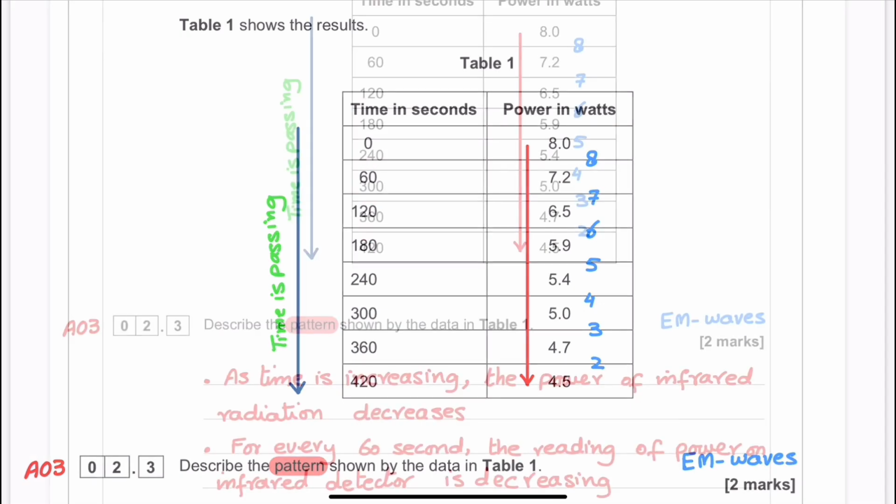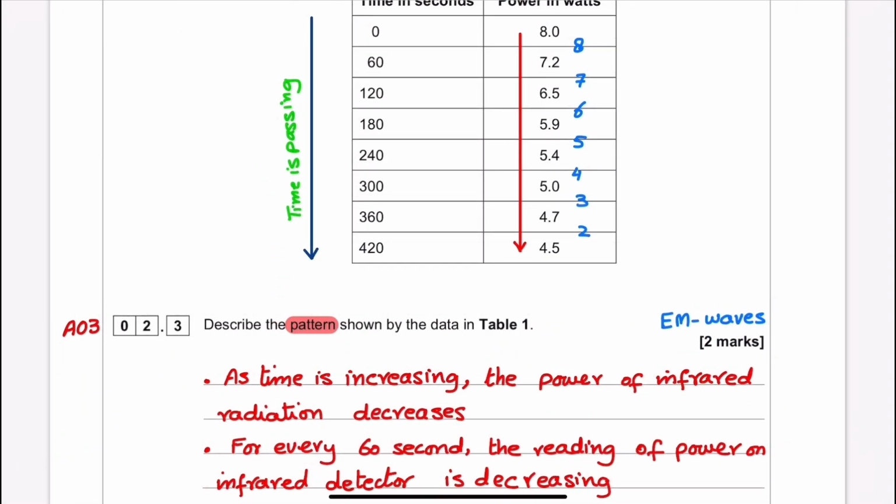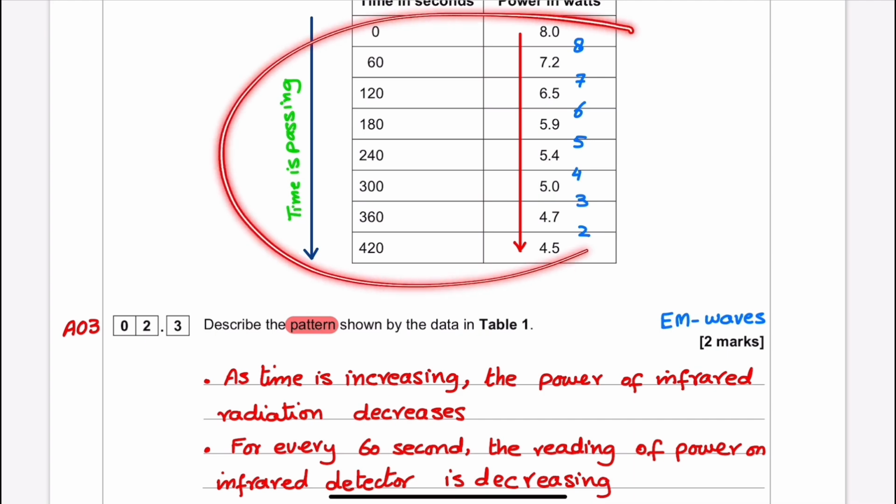Let's see the model answer. As the time is increasing, or as the time is passing, the power of infrared radiation is decreasing. You can see here the power is decreasing. For every 60 seconds, the reading of the power on the infrared detector is decreasing, which is very obvious from the table number 1.